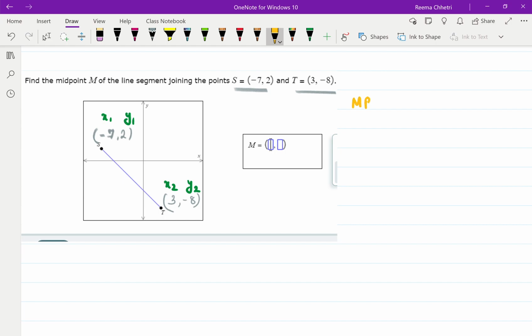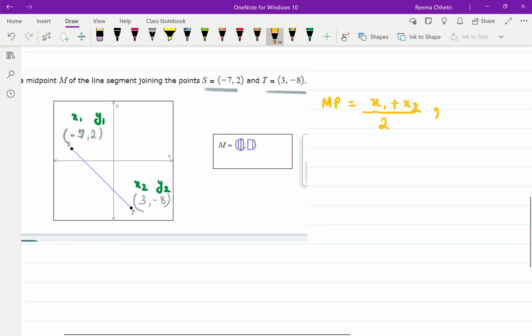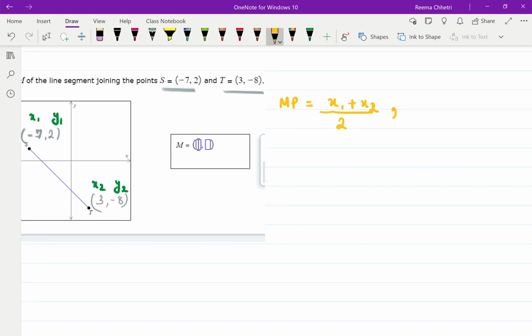The formula for the midpoint in a coordinate plane where you have x and y axis is this: the x-coordinate of the midpoint you can find if you add x1 and x2 and divide by 2, and the y-coordinate of the midpoint can be found by y1 plus y2 divided by 2.